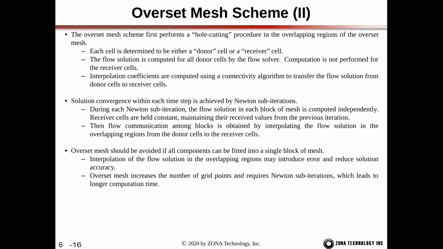inner block. Now, because of this, the overset mesh should be avoided if all of the components can be fitted into a single block of mesh. So you shouldn't just use overset just because you can. If it's possible to use one main block, then that would be ideal. However, we've shown that sometimes it's impossible, so you must use the overset. But the goal should always be to use as few blocks as possible. Now, the interpolation of the flow solution in the overlapping regions may introduce error and reduce the solution accuracy. And additionally, the overset mesh increases the number of grid points and requires the Newton subiterations, which leads to longer computation time.